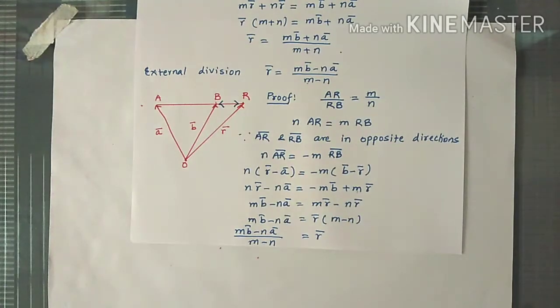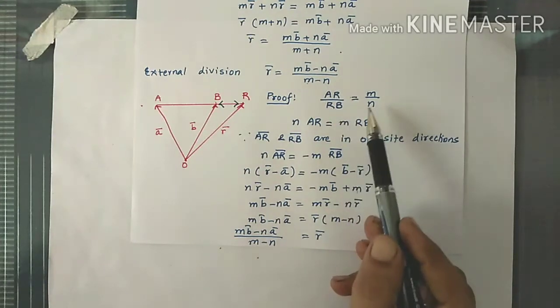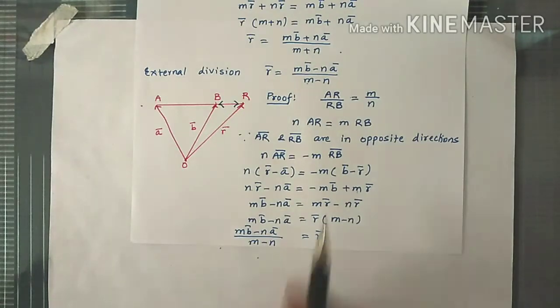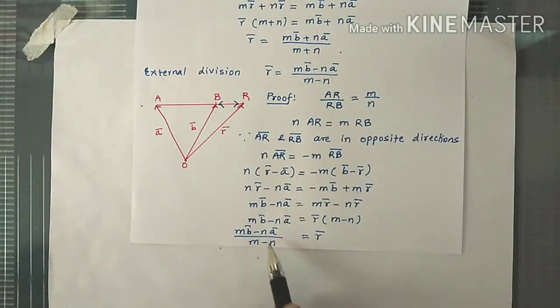The proofs are really simple, and this is also an important proof, an important theorem. It's really not difficult, so you can learn the proof. The only steps are: we have to write this ratio, then cross multiply, then consider the directions accordingly, write the vector equation, and solving that we can find r bar. For internal division we have a plus sign in between, and for external division we have a minus sign. m B bar minus n A bar upon m minus n.